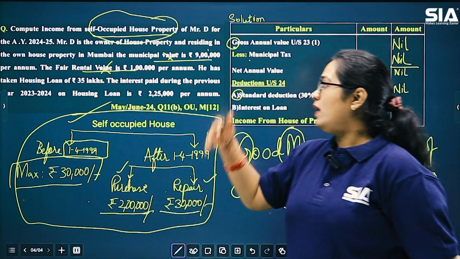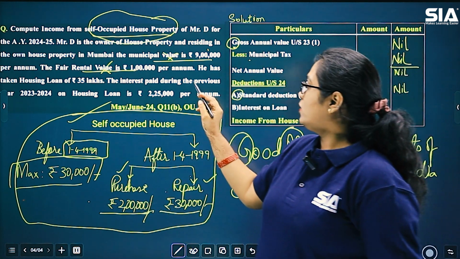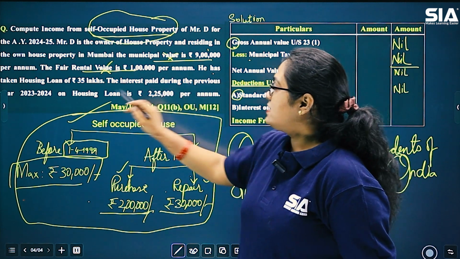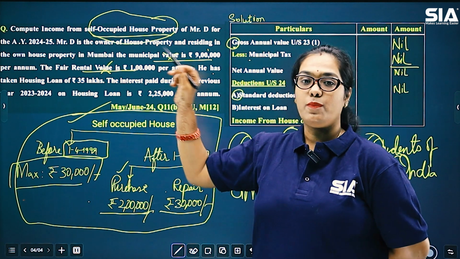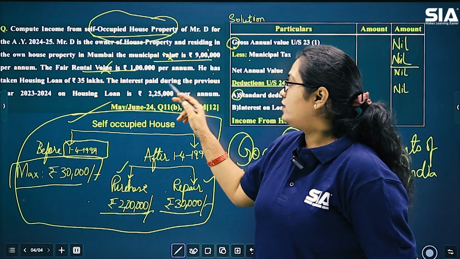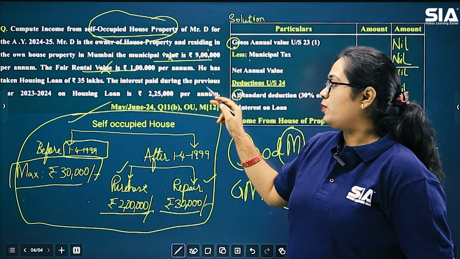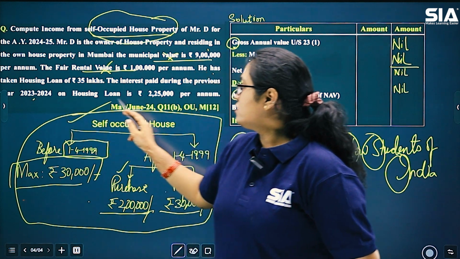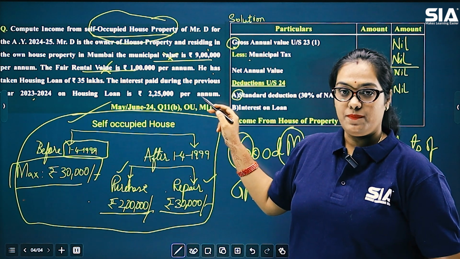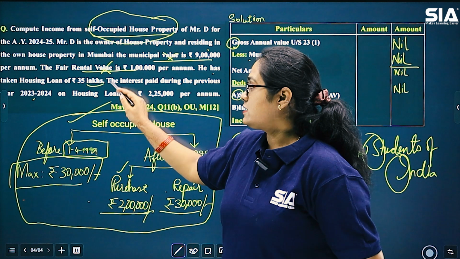So let's come back to our question. Here it is given to us that Mr. D has taken a housing loan for rupees 35 lakh, and for the same he has paid interest of rupees 2 lakh 25,000. So the loan amount is this much.